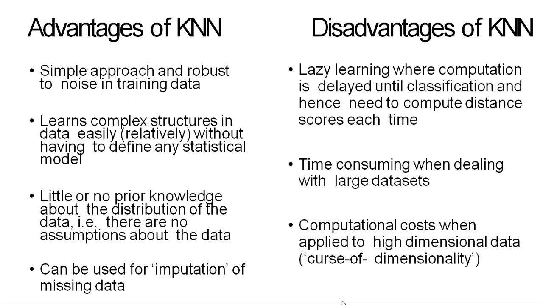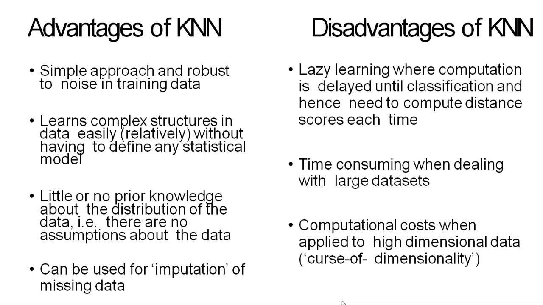Now we will see the advantages and disadvantages of KNN. KNN is a simple approach and robust to noise in training data. As we know, it calculates the distance, so it learns complex structures in data easily, and it has no prior knowledge about the data distribution. KNN is one of the most famous methods for imputation of missing data, right? In data science we will be handling missing data, and KNN imputation is a famous method.